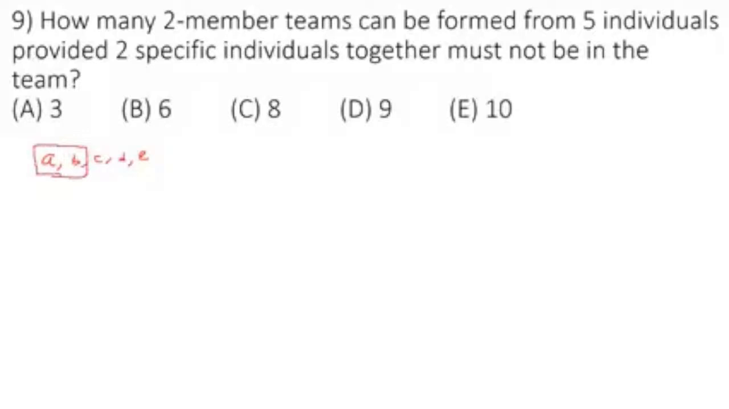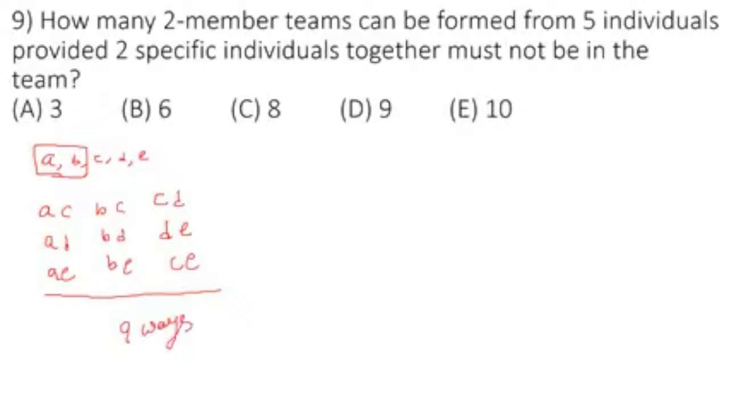Apart from that, how many other ways can be formed here? The possibilities are AC, AD, AE, and BC, BD, BE, and any other chances the question is asking for. Any other possibilities? CD, DE, CE. So total how many ways? 9 ways. But if 10 individuals were given, we can't approach it like that.